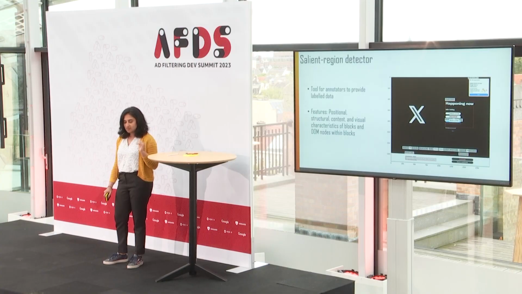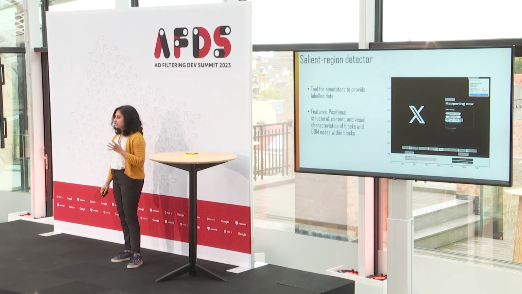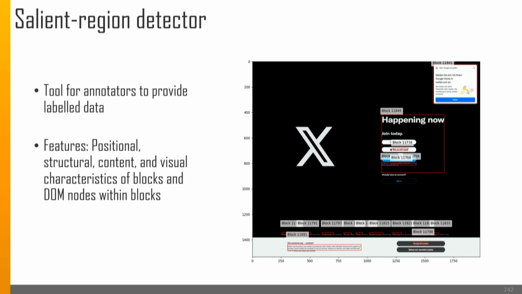So what we do is segment the page into different blocks, and then we calculate a bunch of features related to the positioning and the content of these blocks and all the DOM nodes within the blocks. And then we feed that into a saliency detector, and the labeling of these blocks has been done by our manual annotation tool, which we provide to a bunch of annotators.